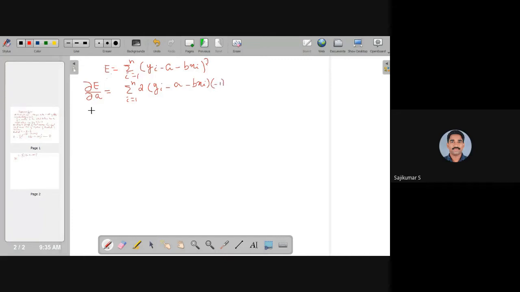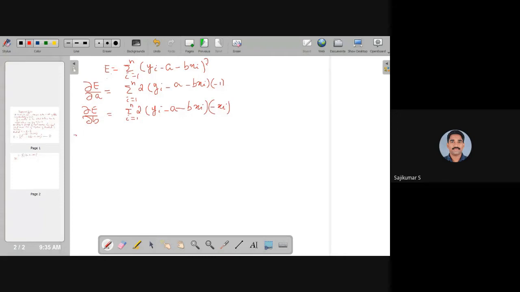And ∂E/∂B, partial derivative with respect to B, is again sigma i equal to 1 to n, 2 into (yi minus a minus b xi) into the partial derivative of (yi minus a minus b xi) with respect to b. So the coefficient is minus xi.